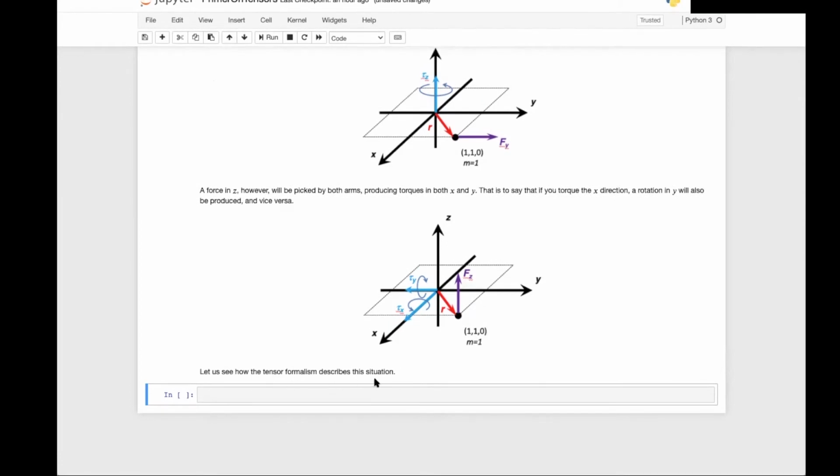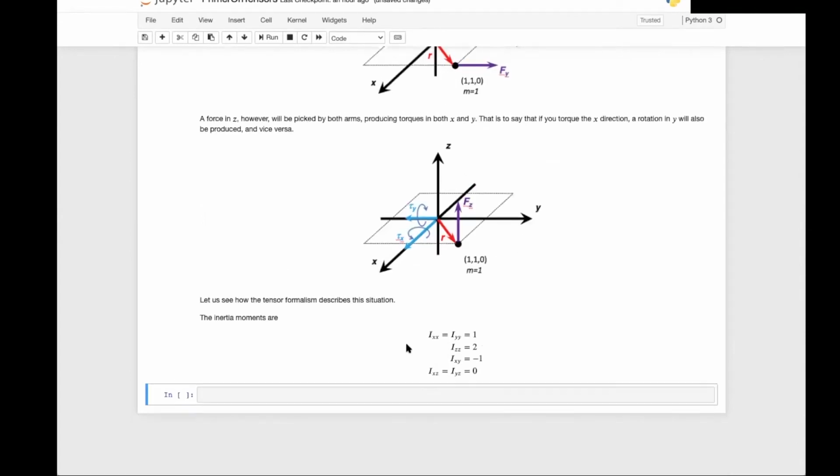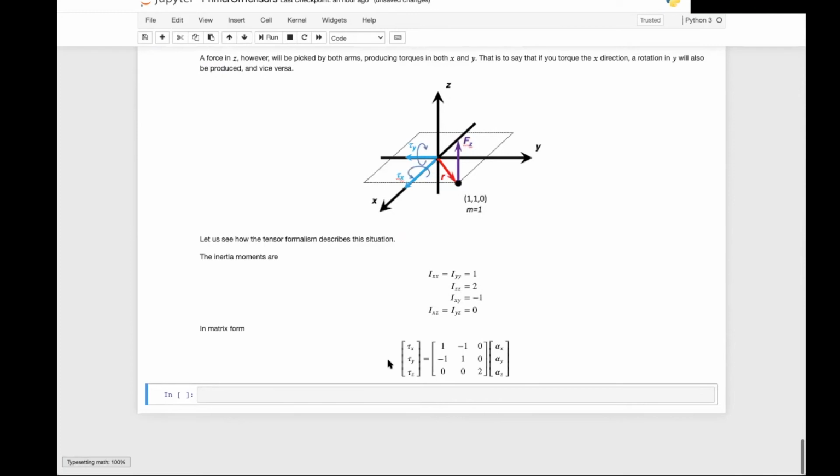So let us see how the tensor formalism describes this situation. Again, we have that the positions are 1, 1, and 0. Let's get back to the inertia tensor, which is given by this expression, and put here x equals 1, y equals 1, and z equals 0. These are the moments of inertia that you get. So in matrix form, you have this inertia tensor and the relations between the torques and the angular accelerations.